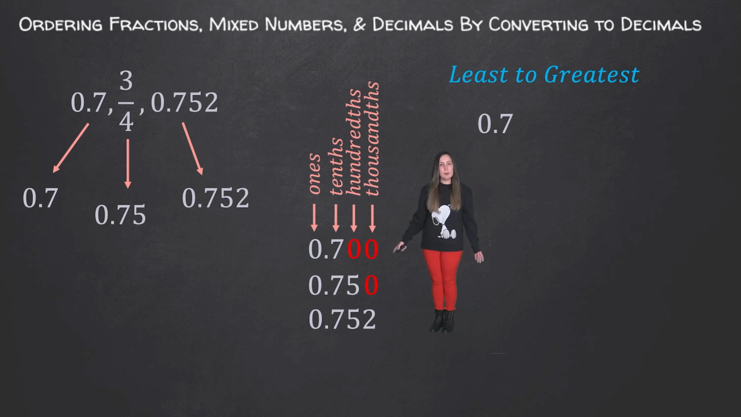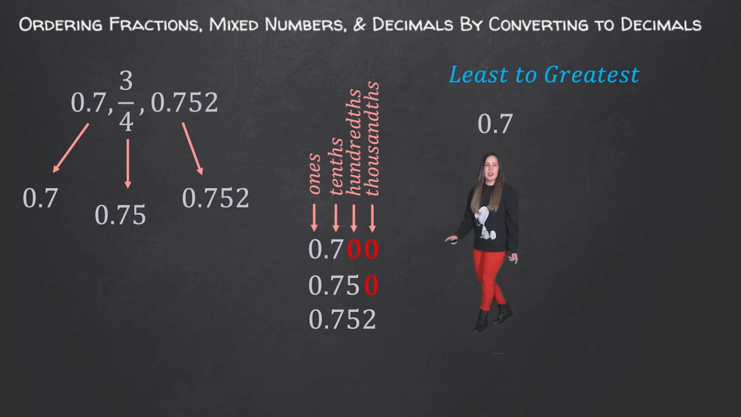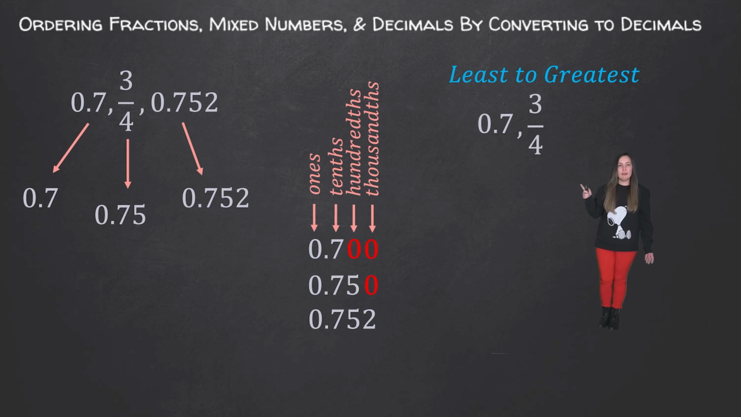Now, if you look at the bottom numbers, they both have a 0 in the ones place, they both have a 7 in the tenths place, they both have a 5 in the hundredths place, so we're going to look at the thousandths place, where we have a 0 and then we have a 2, so that means that 75 hundredths is our next value. And originally, we had that written as a fraction, which was 3/4. So that automatically makes 752 thousandths our greatest value here.